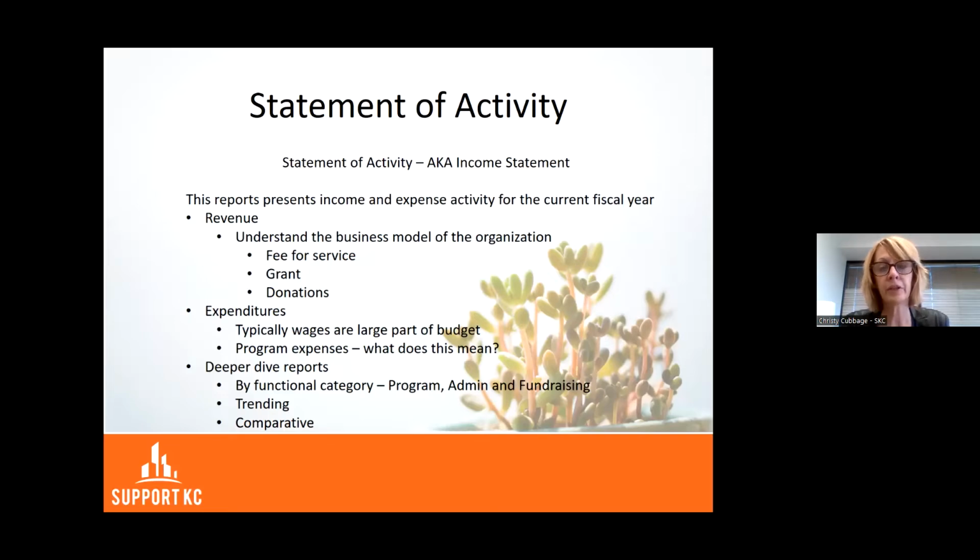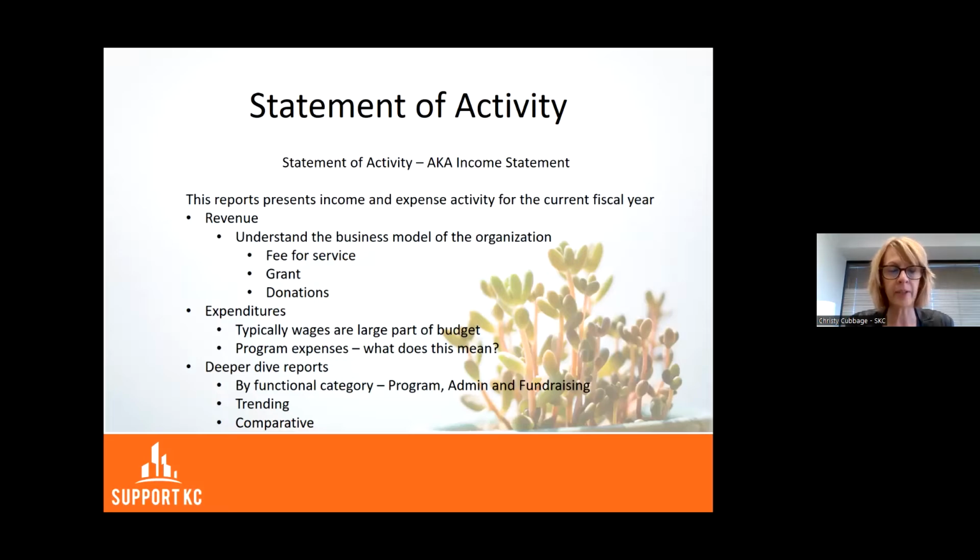Expenditures, typically for a lot of our nonprofit organizations that aren't volunteer led, wages are the largest part of the budget. And there's a lot of time spent around human resources and recording salaries and payroll processing, benefits, all of that, because it takes a lot of people to deliver a mission. So you'll spend a lot of time looking at budget to actual and managing and asking questions around salaries and benefits.